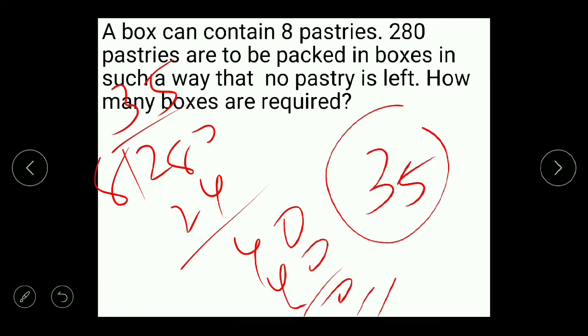How many boxes are required? 35 boxes are required. Here 280 pastries are there and a box can contain 8 pastries. So just divide 280 by 8. We want to pack these 280 pastries into boxes, so 280 by 8. So 35 is the answer.